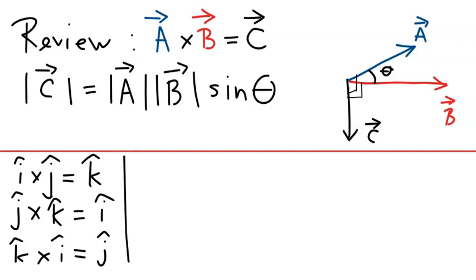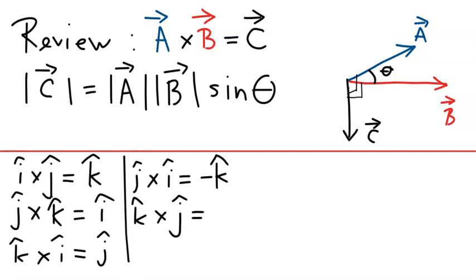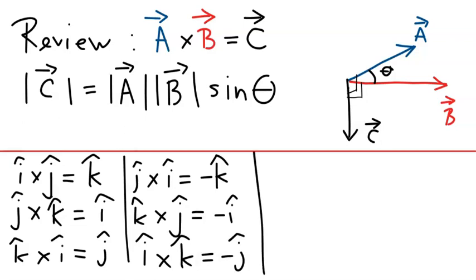Now we can reverse the order. j hat cross i hat equals minus k hat. k hat cross j hat equals minus i hat. i hat cross k hat equals minus j hat.